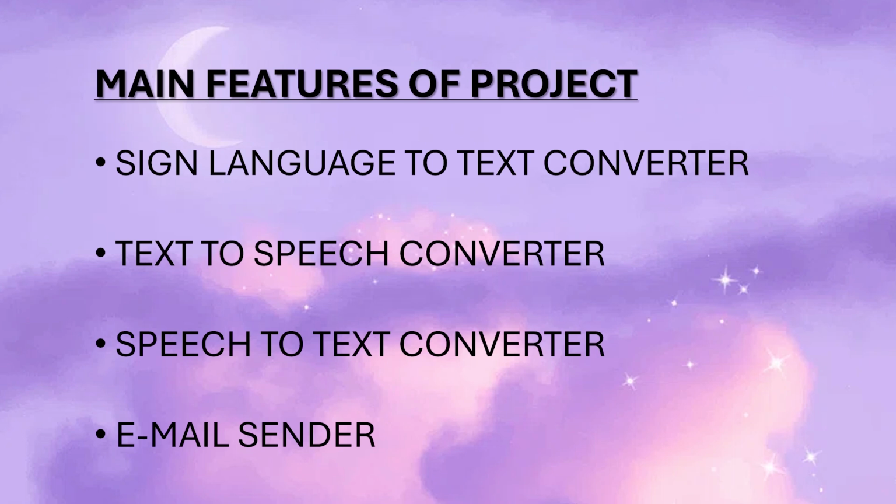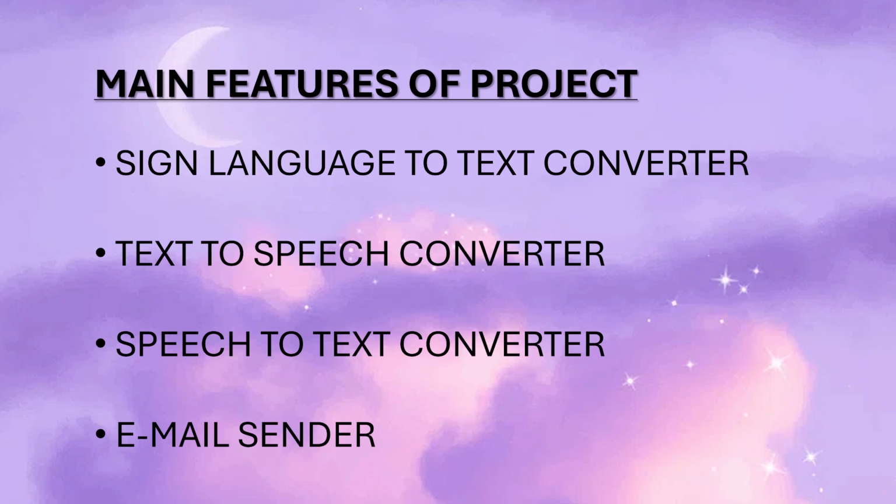Our third feature is speech-to-text converter. If someone blind wants to write something, he/she just has to speak the content and it will convert the content to text. Our fourth feature is email sender. If someone blind wants to send an email, he/she can just give commands and the assistant will automatically send the email. I have made the project in such a way that it speaks the text on the screen aloud to guide the people who have vision impairments.